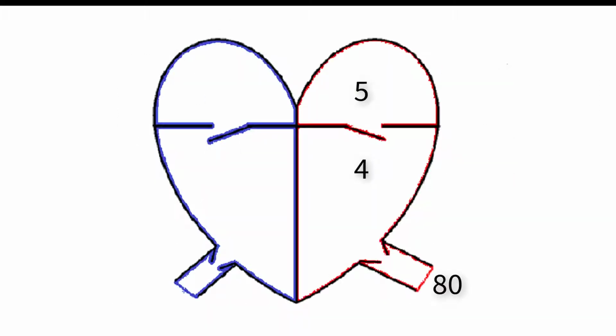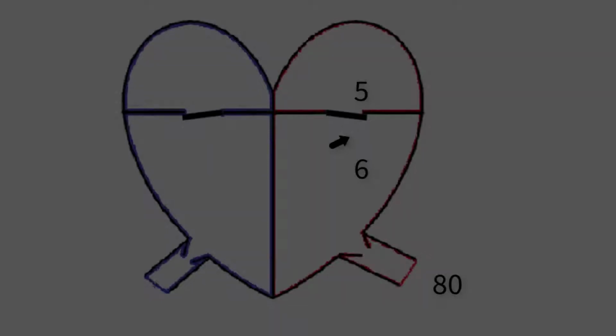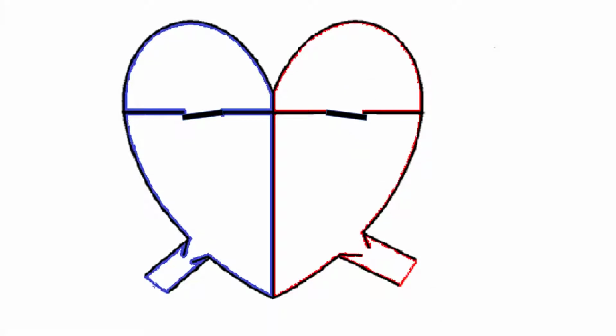And that pressure, which valve is it going to affect as this pressure rises? Well, it's going to affect mitral. As soon as that 6 is higher than 5, the mitral valve is going to be forced shut. Let's take a look at the graph.